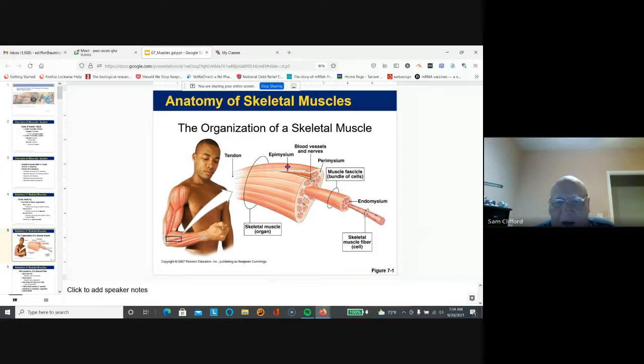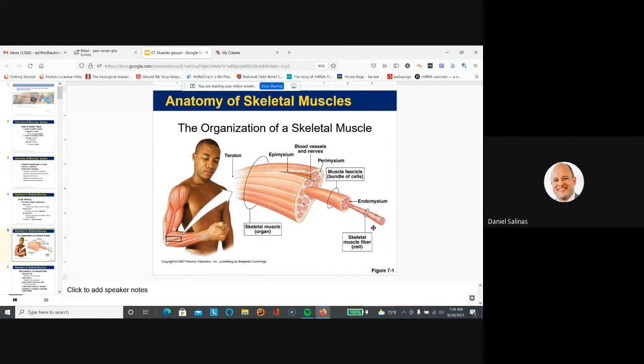So the outer covering of a whole muscle is the epimysium. You have blood vessels and nerves. The perimysium goes around the muscle fascicles, which are bundles of muscle cells. Each one of those muscle cells is surrounded by an endomysium. Okay, so remember, a skeletal muscle fiber is a muscle cell. It's a long fiber of protein and has multiple nuclei.